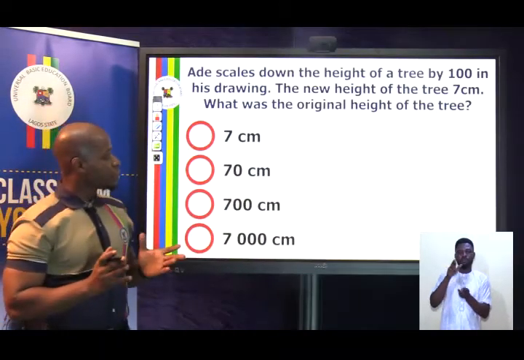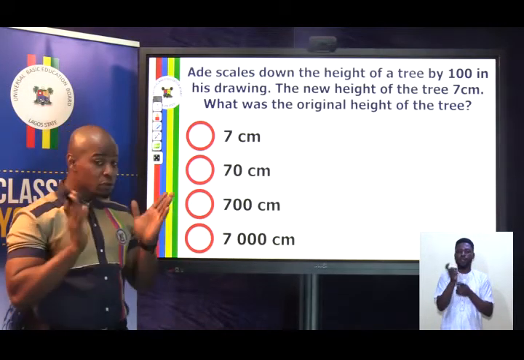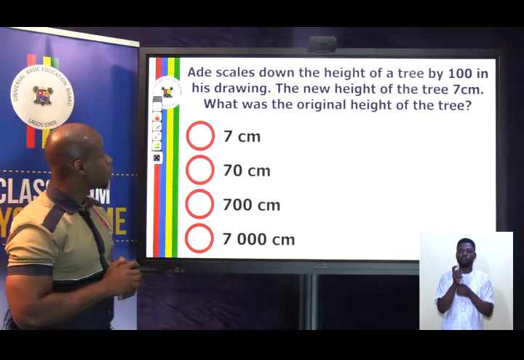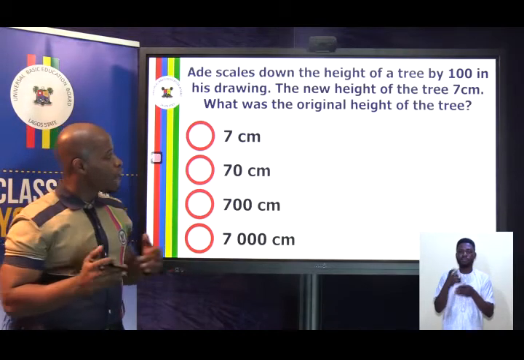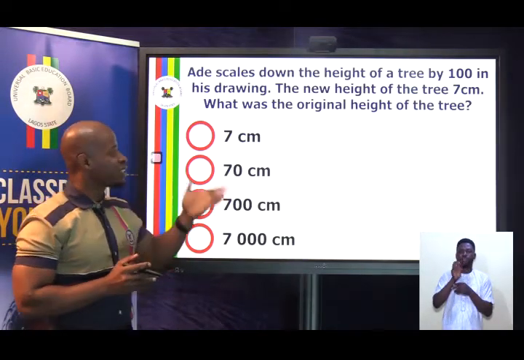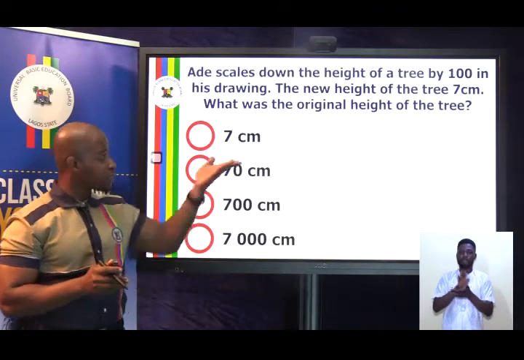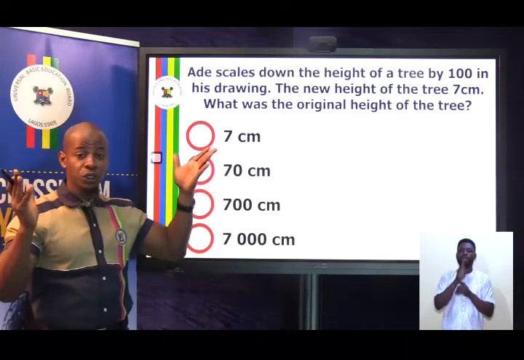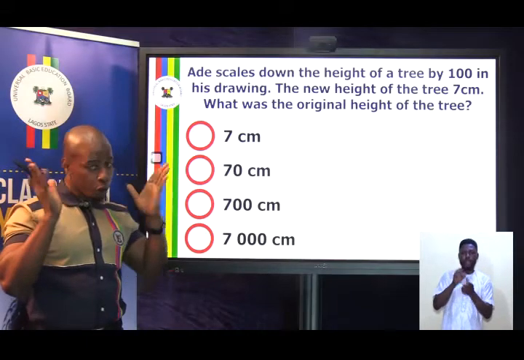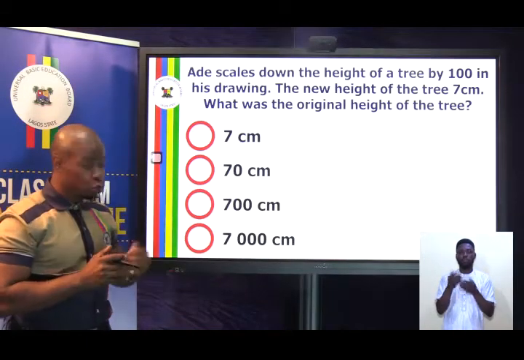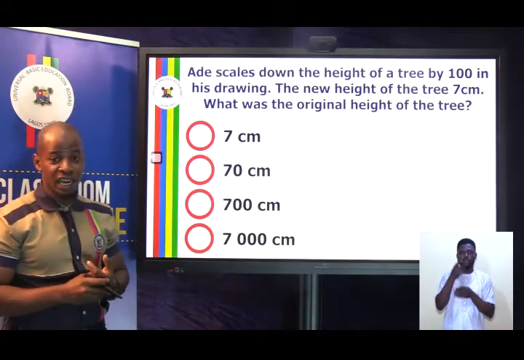Ade scales down the height of a tree by 100. He scales it down by 100. In his drawing, the new height is 7 centimeters. What is the original height? Now you know the height on paper, 7 centimeters. What is the original height of the tree? Are you going to scale up or are you going to scale down? Well, do what you will do, and let's see if you'll get the answer.